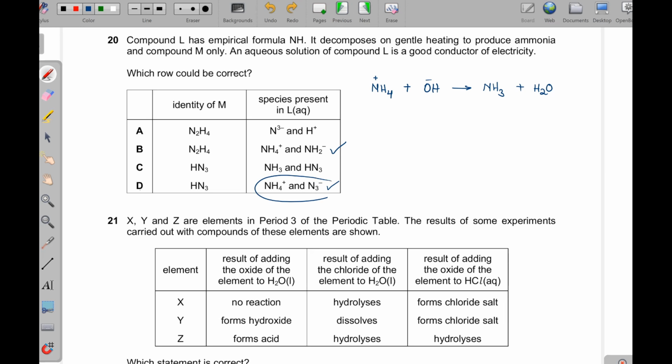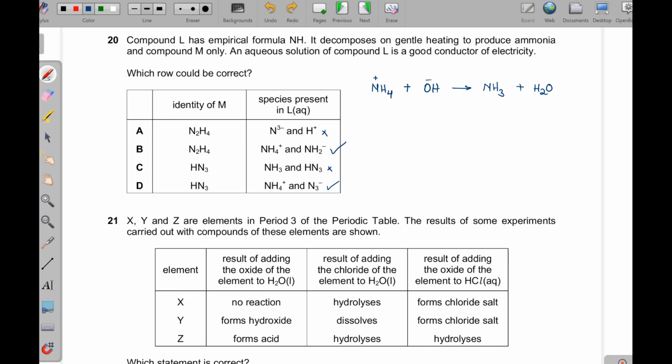Now, we have to look at these two. Which one is correct? These ones, we shall just take them off because there is no ammonium ion. Then, compound M. An aqueous solution of compound L is a good conductor of electricity. When you look at these two here, which one is a good conductor of electricity? And then M, they said that it decomposes on gentle heating to produce ammonia and compound M.